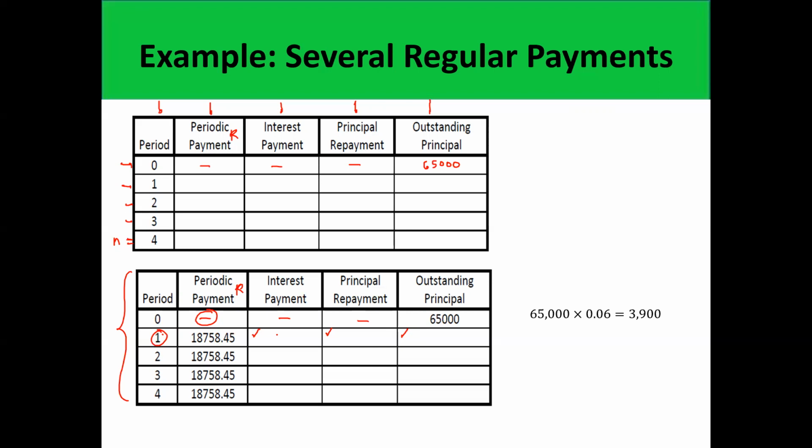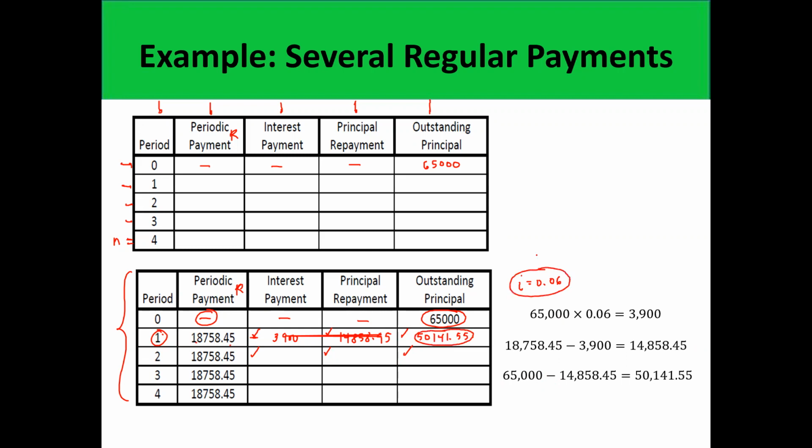So the interest payment here is computed by multiplying the outstanding balance by I, which is 0.06. And that's going to be 3,900 pesos. And then this principal repayment is computed by subtracting this 3,900 from the periodic payment. So 18,758.45 minus 3,900 will give us 14,858.45. And then for the outstanding balance, so the previous outstanding balance, which is 65,000, and then we subtract the principal repayment, and that's going to be the new outstanding balance. So that's going to be 50,141.55.